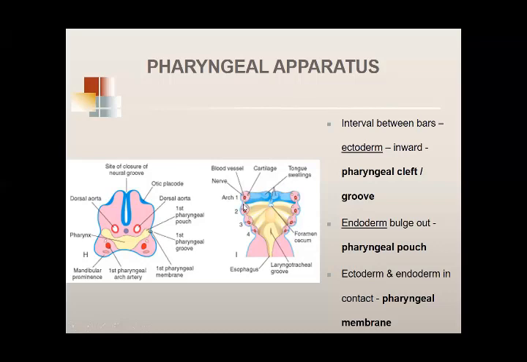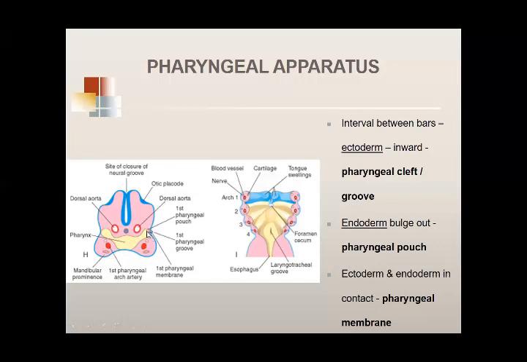Mesenchyme okay, but there's very little mesenchyme in between the endoderm of the pharyngeal pouch and the ectoderm of the pharyngeal groove. In between, you have very little mesenchyme. This structure is formed, which is called pharyngeal membrane. Look at this. This yellow is the endoderm lining the pharyngeal pouch. This blue is the ectoderm lining the pharyngeal groove, the pharyngeal cleft. In between, there is some bit of mesenchyme.